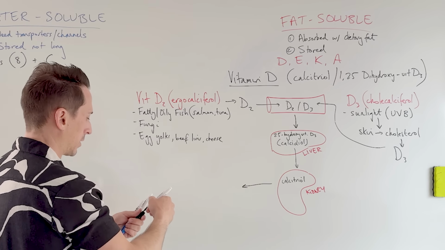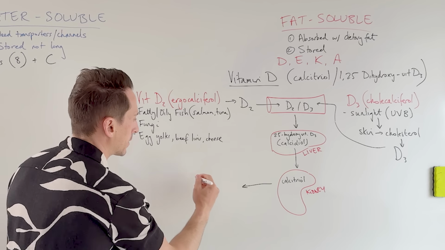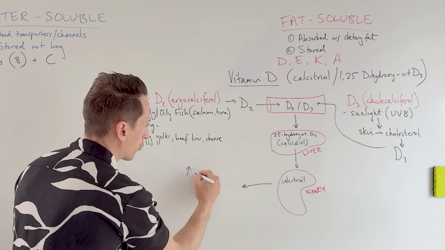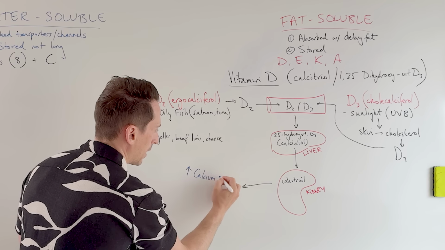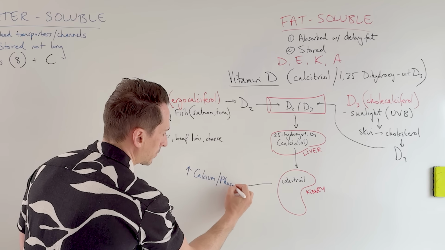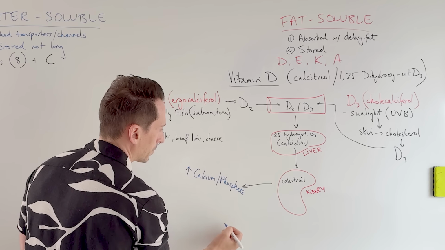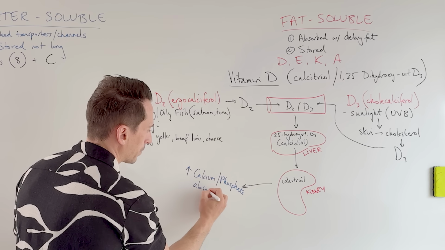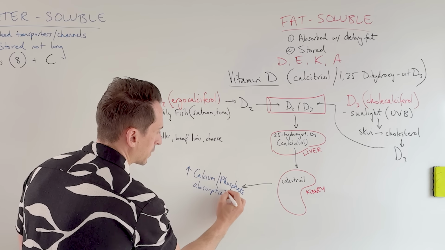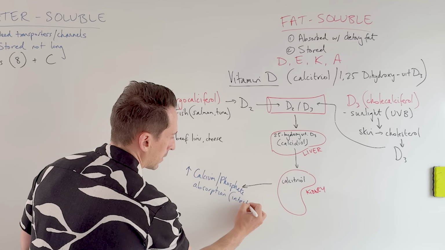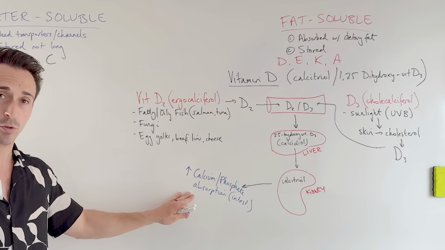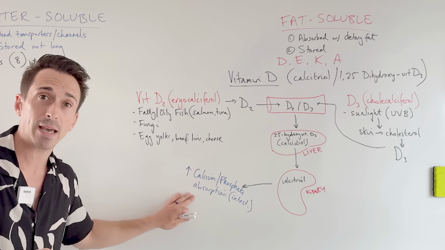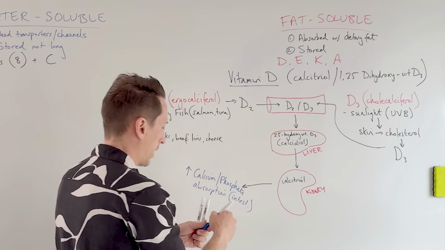Calcitriol can, let's write this in a different color, increase calcium and phosphate absorption. And this is obviously happening in the intestines. So calcitriol can increase calcium and phosphate absorption, which means it can increase blood calcium levels. That's very important. What else can it do?